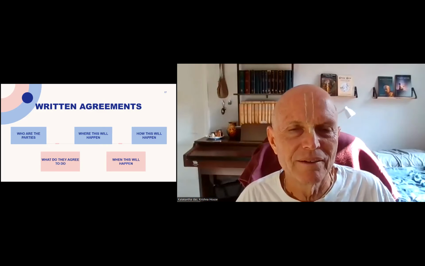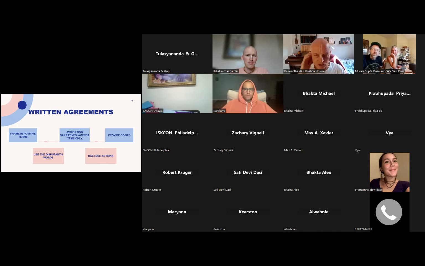These are two detailed descriptions of the written agreement. Who are the parties, what they will agree to do, how it's going to happen, when and what, and then be sure to put it in positive terms. These two persons have come to this agreement today, and not long explanations, but just the key points. This person's going to go left, this person's going to go right. Make sure to give copies as much as possible.